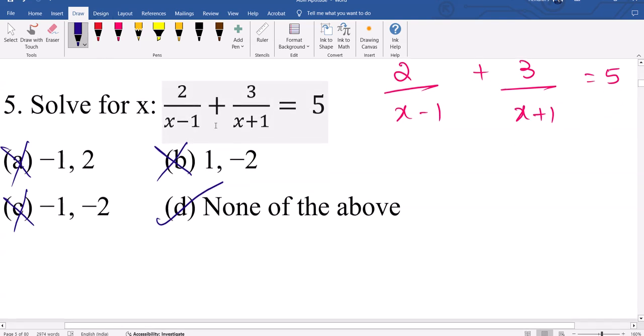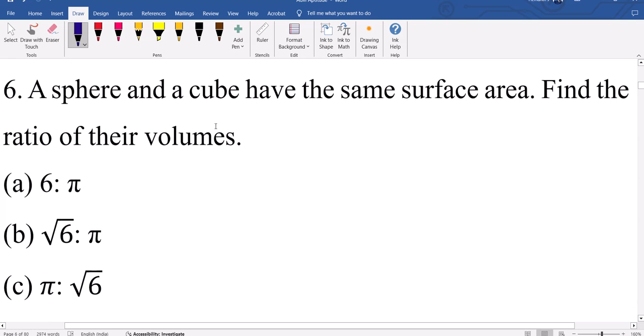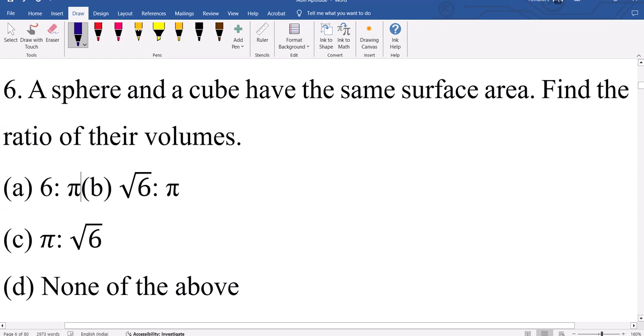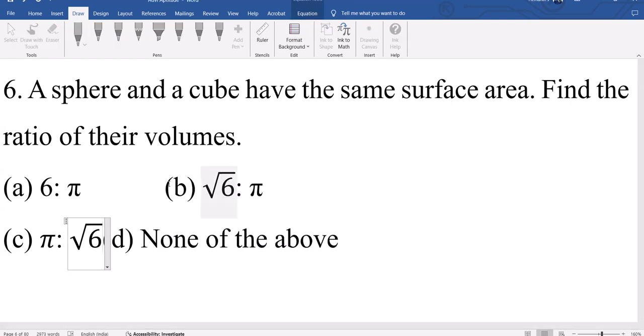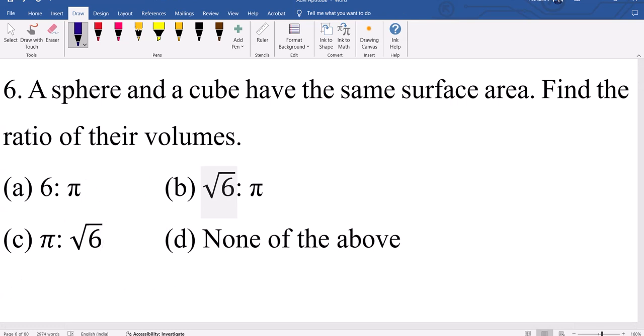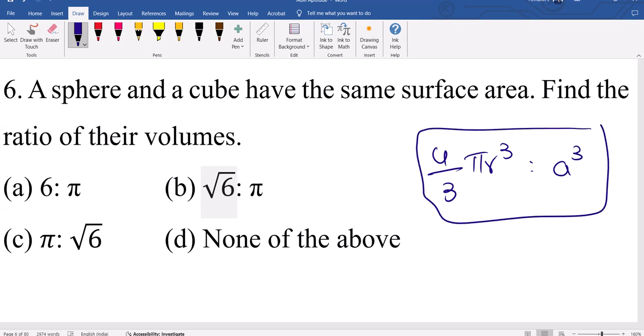Right. Next one. A sphere and a cube have the same surface area. Find the ratio of their volumes. Guys, what is the sphere volume? Volume of sphere is 4 by 3 pi r cube. Volume of cube is a cube. This ratio you need to calculate. Here the deciding factor is nothing but the r and a values.